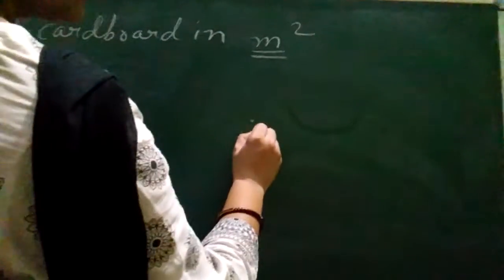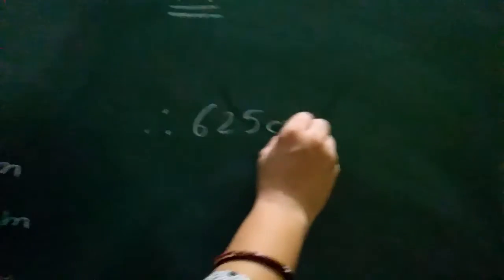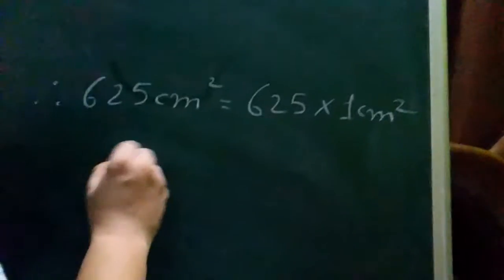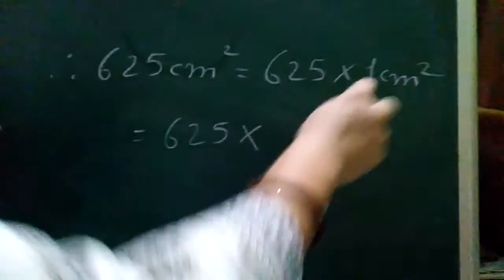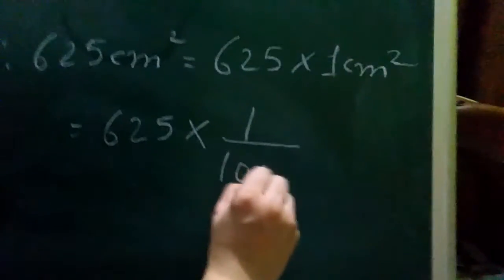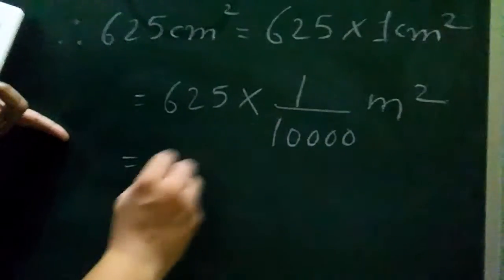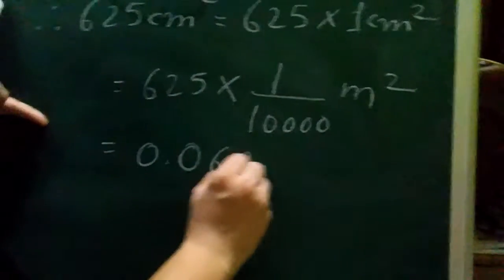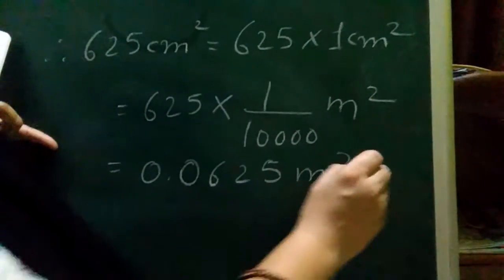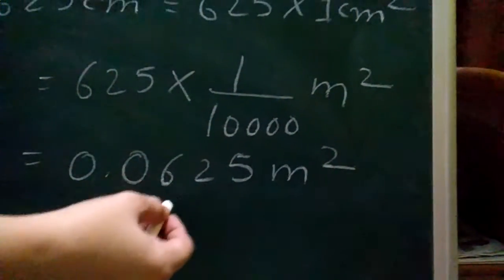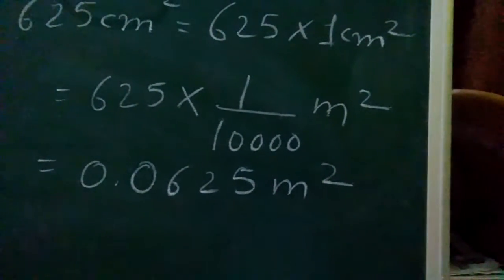Therefore 625 centimeter square is equal to 625 into 1 centimeter square, which is equal to 625 into 1 upon 10,000 meter square, and when you divide you will get 0.0625 meter square. This is what 625 centimeter square is equal to, 0.0625 meter square.